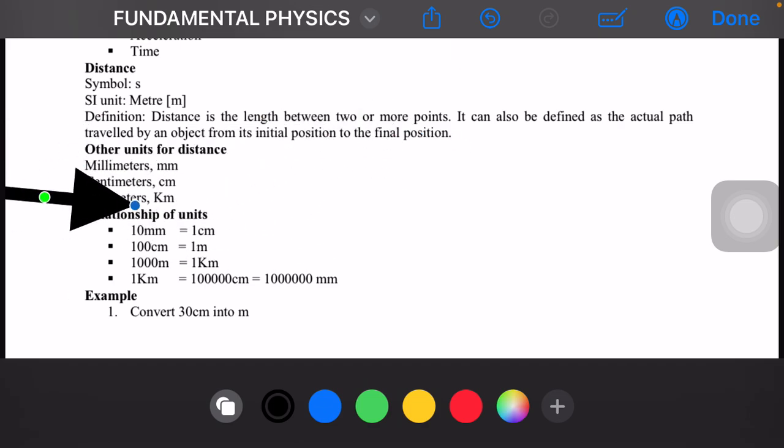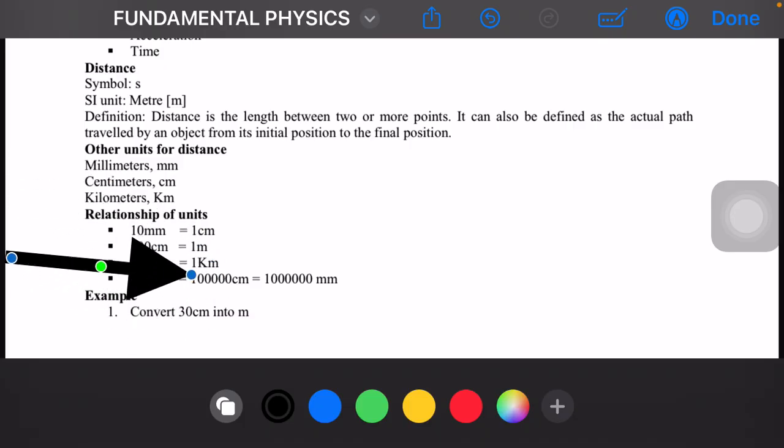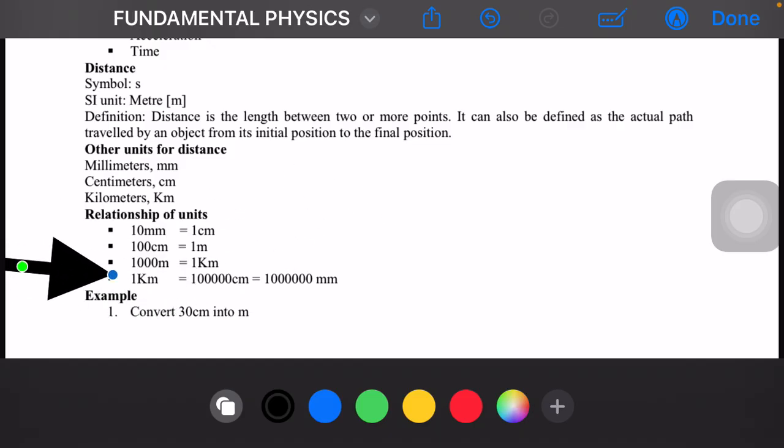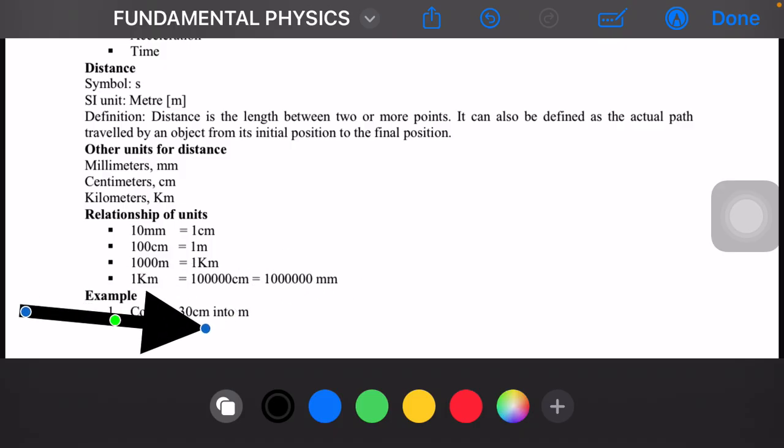Other units for distance we have are millimeters, centimeters, kilometers, and so on. The relationship for converting these units is that 10 millimeters is equal to 1 centimeter, 100 centimeters is equal to 1 meter, 1000 meters is equal to 1 kilometer. So each time a person says my distance from my home to my school is 2 kilometers, what they're actually saying is that there are 2,000 meters between their home and their school. For example, you can convert 20 centimeters into meters.